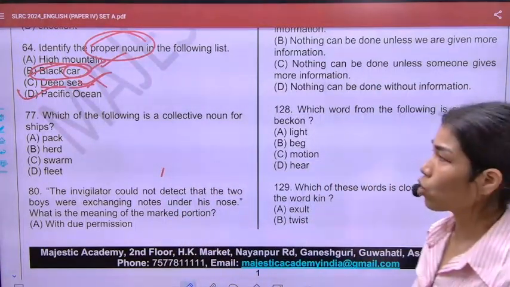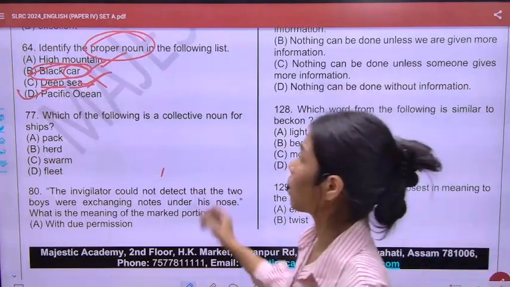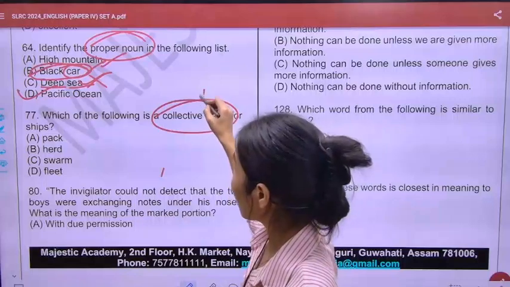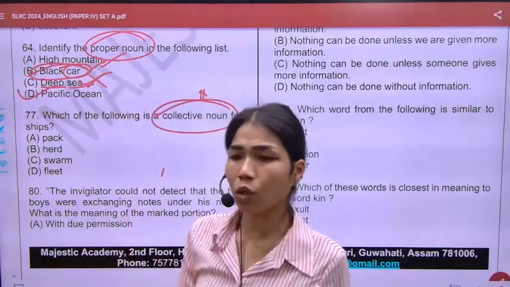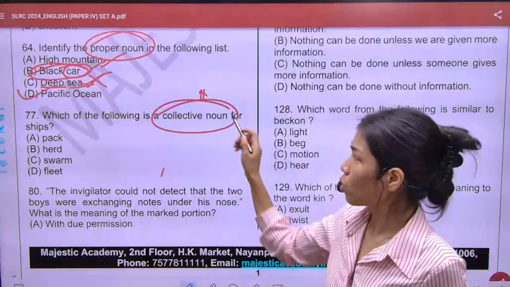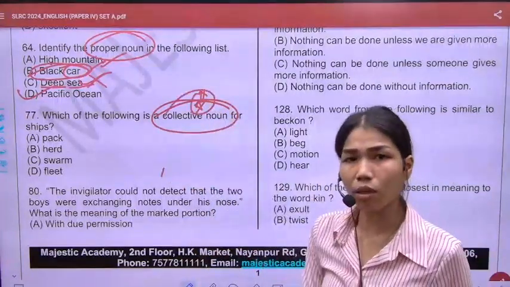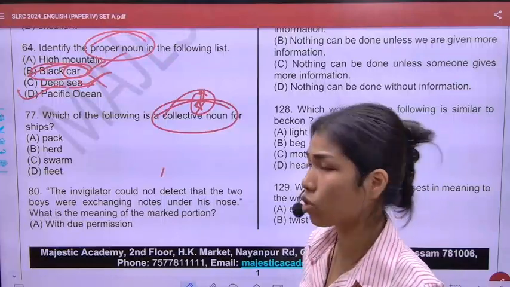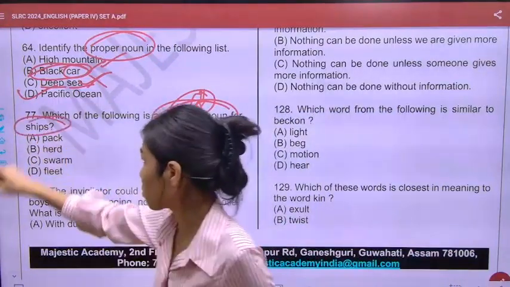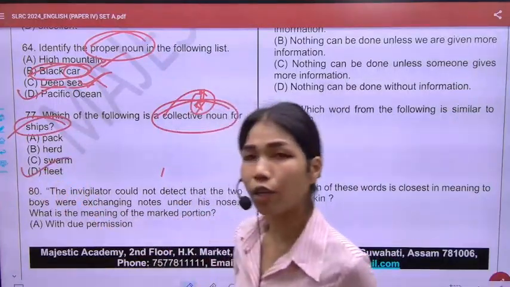Which of the following is a collective noun for the ship? Again, they are asking for a collective noun for the ship. Collective noun is a type of identification of a particular part of speech. They do ask this type of question, and it is one of the most common questions in the exam. So what is the collective noun for ships? It should be fleet of ships.